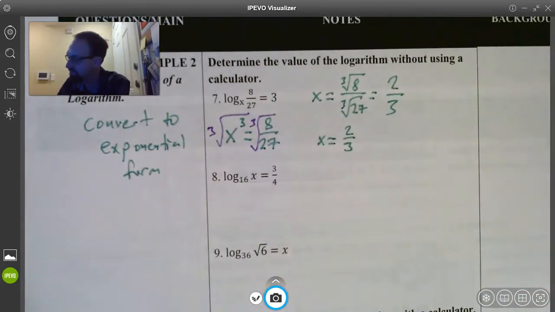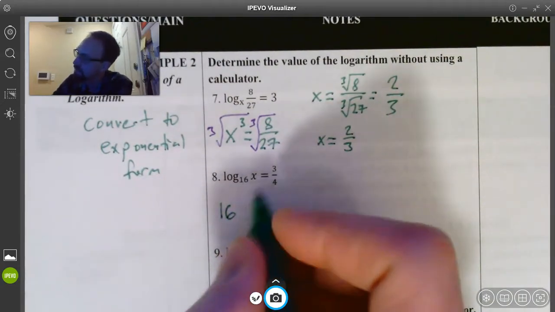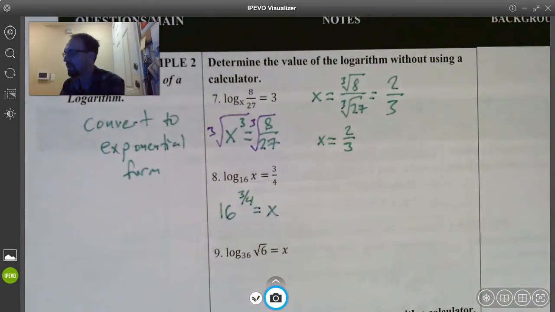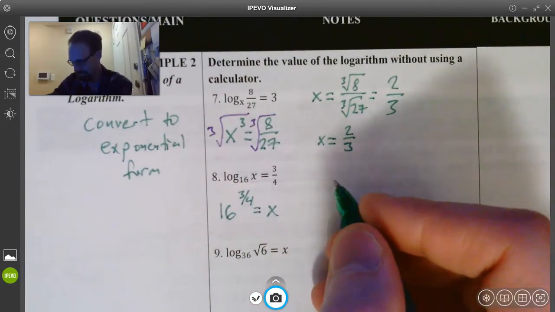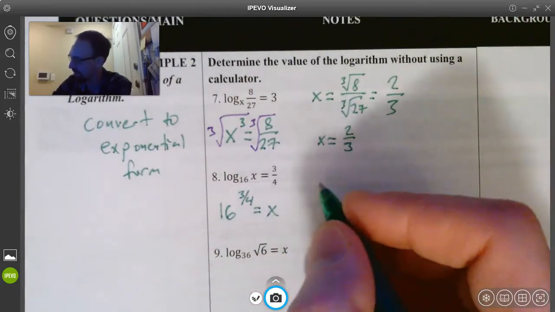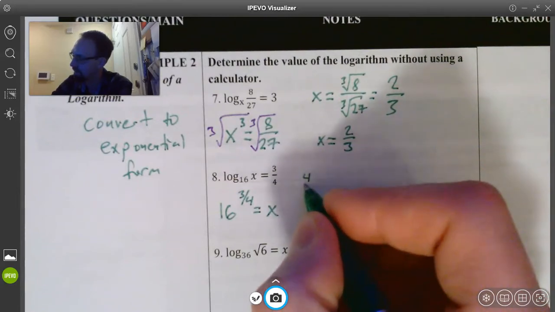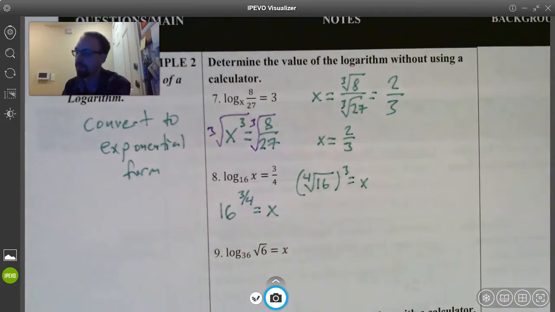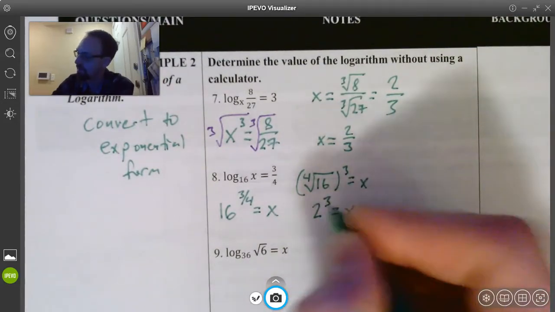Now for number 8, this is 16 to the 3/4 power is equal to x. I think it's easier, remember that when you raise it to the 3/4 power, that's the same as taking the 4th root. So I'm going to do that first. I'm going to have the 4th root of 16 and then cube it, equals x. The 4th root of 16 is going to be 2. And then I have 2 cubed. 2 cubed is 8.